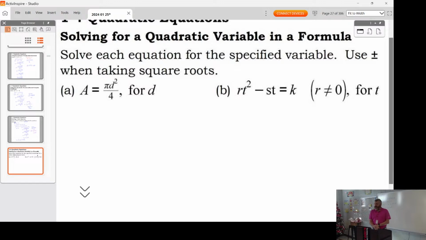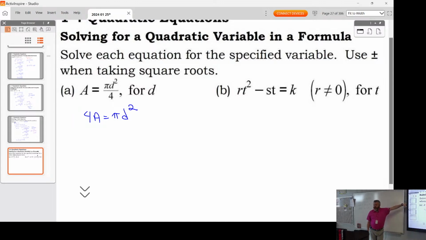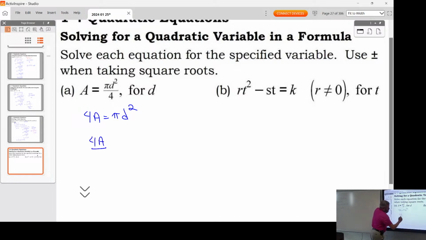Okay, yeah, clear the fractions, right? Get rid of fractions. That's a great start. Multiplying both sides by 4, I get 4a equals pi d squared. I'm solving for d. What do I do? I've got to get rid of the stuff that's with the d. Divide both sides by pi. Dividing both sides by pi, I get 4a over pi equals d squared.